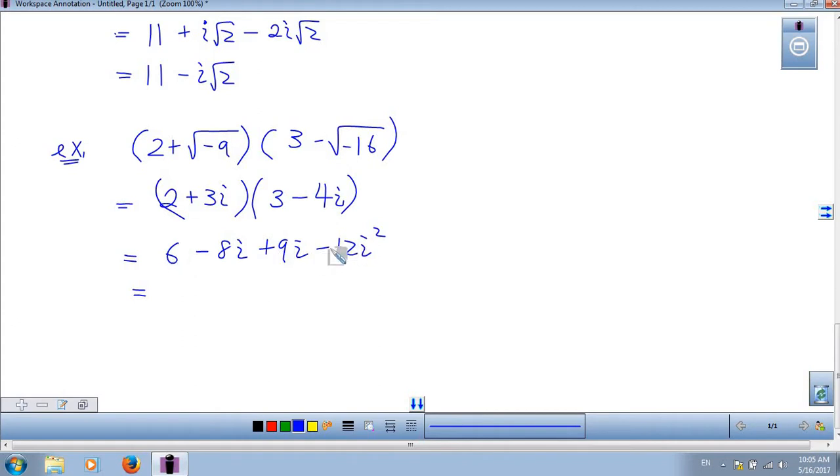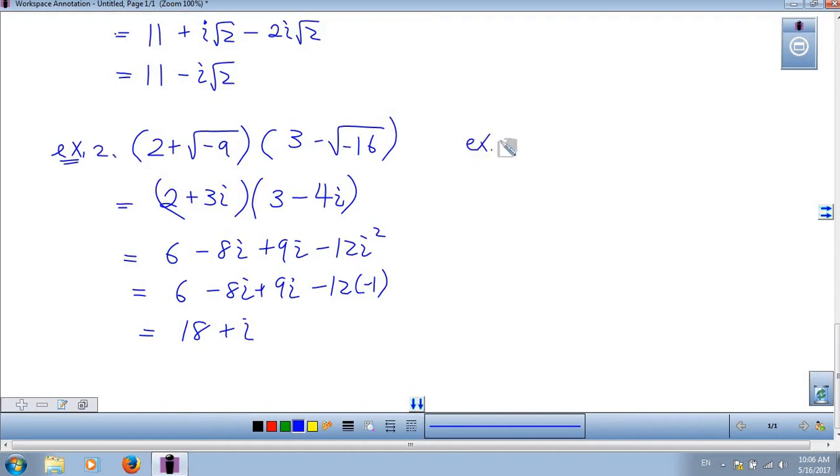So 6 minus 8i plus 9i, this minus 12i squared turns into plus 12, because i squared is negative 1. Negative 1 times negative 12 is positive 12. So I have 6 minus 8i, plus 9i, minus 12 times negative 1. I'm going to write one more step here so you can see it. This is going to become positive 12. So 12 plus 6 is 18, and this is going to be plus i. So the answer will be 18 plus i. That's our second example here.